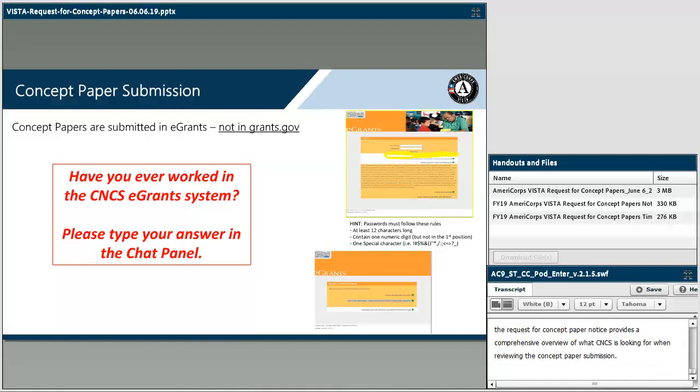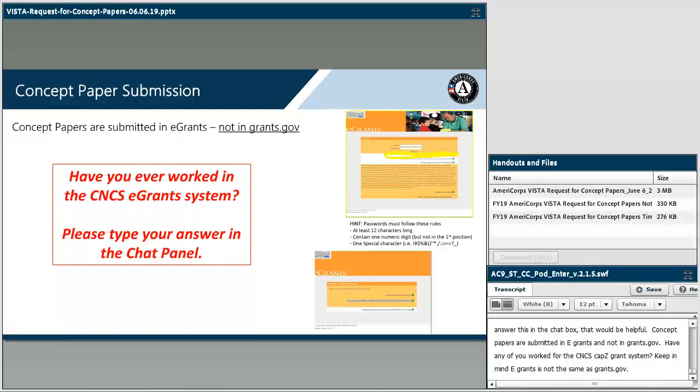So we have another question for you here. If you could answer this in the chat box, that would be helpful. Concept papers are submitted in eGrants and not grants.gov. Have any of you worked in the CNCS eGrants system? Go ahead and type it in there. Keep in mind, eGrants is not the same as grants.gov.